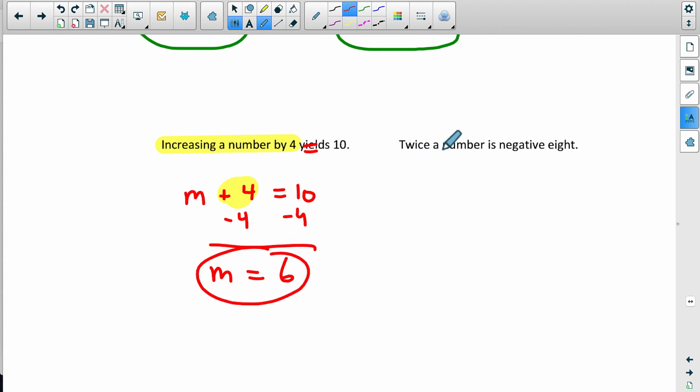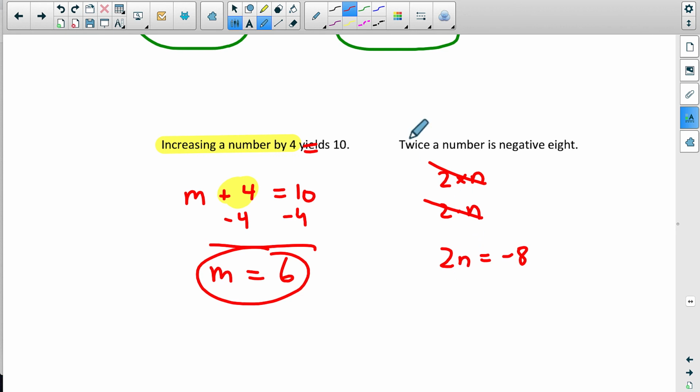Last one. Twice a number is negative 8. Twice a number means 2 times a number. But remember, don't write this. I'll call the number n this time. Don't write that. No. Don't even write this. No. You'll write 2n. That's twice a number. 2 times a number. Just put 2n. Is, or equals, -8. So this is what you need to solve right here.